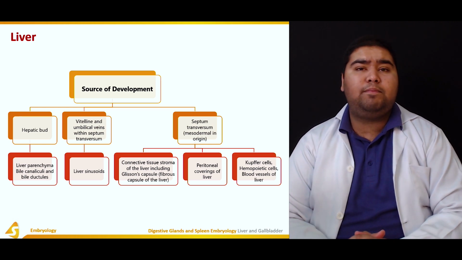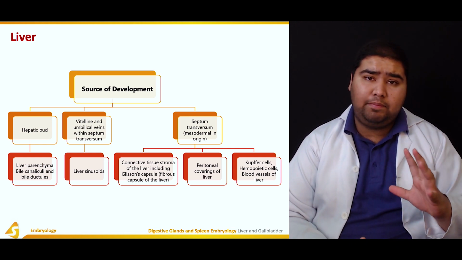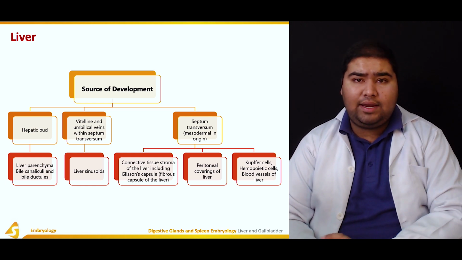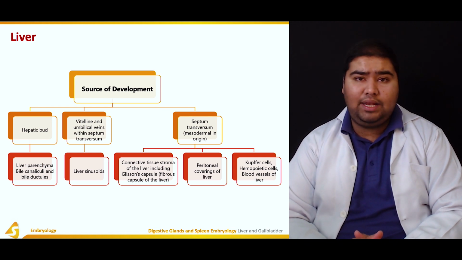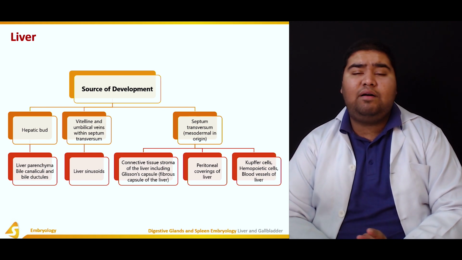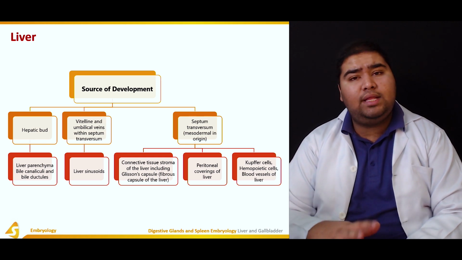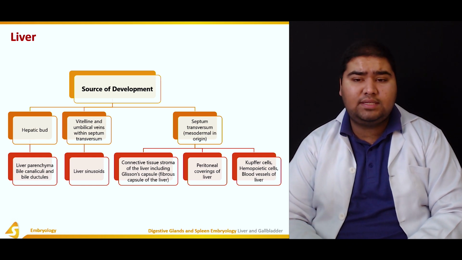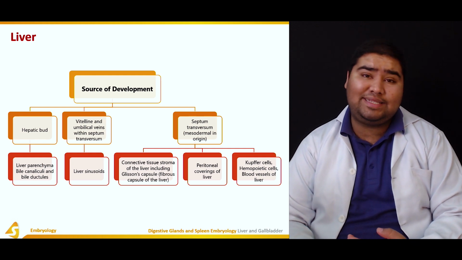So there are three major sources of development. First of all, it's the hepatic bud, which in itself forms the liver parenchyma, the substance of the liver, the bile canaliculi, and the bile ductules. Then we have the umbilical and the vitelline veins, which lie within the septum transversum. They help in the formation of hepatic sinusoids. And finally, we have the septum transversum in itself.